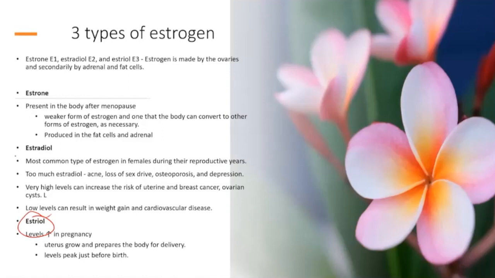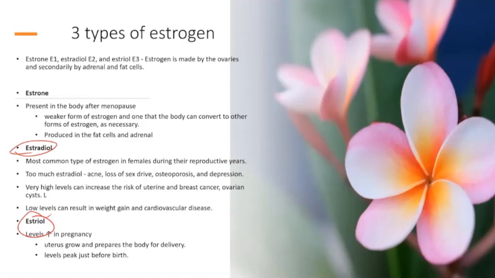And estradiol is the big hormone. That's the one that's most common in females during the reproductive years. But we can also have too much of it. That can lead to acne, loss of sex drive, and some different things that we'll talk about. Very high levels of estradiol in the system can increase the risk of uterine and breast cancer, as well as ovarian cysts and other types of problems.